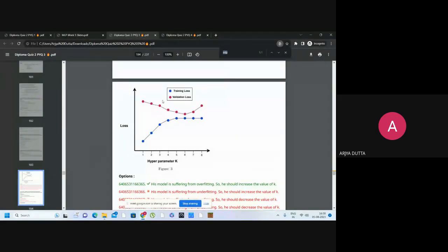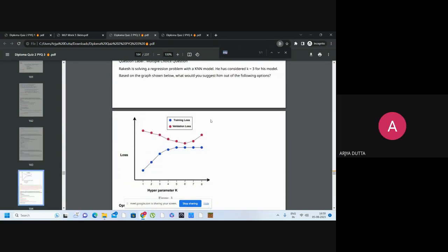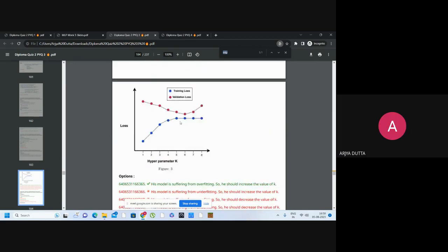I have a confusion in this question. Is it visible? Yes, it's visible. I was saying that if I go up to the value 6 of k, I think the validation error is decreasing. K means it's KNN. It is the KNN error. So I was asking that at k equal to 3, I think the graph should be underfitted, right? Because it will be overfitted after 6 because the validation error is increasing. So I think at 3 it should be underfitted, but the correct option is overfitted.